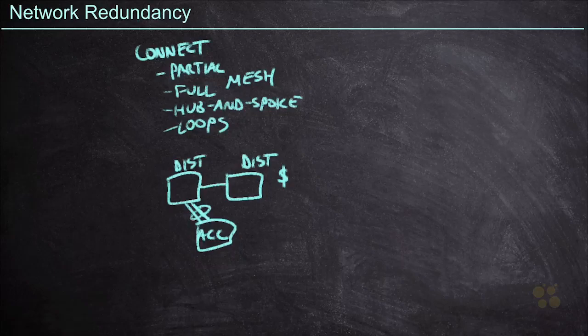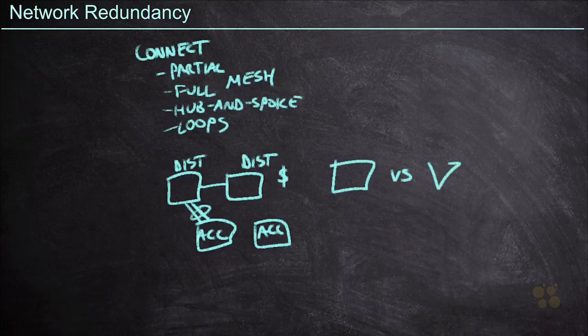Well, at that point, we're probably going to want a full mesh of connectivity among these devices. But here's the other question. What if we have another access switch in here? Well, how are we supposed to connect these four devices? And one of the concepts that we're going to see in network design has to do with squares versus triangles.